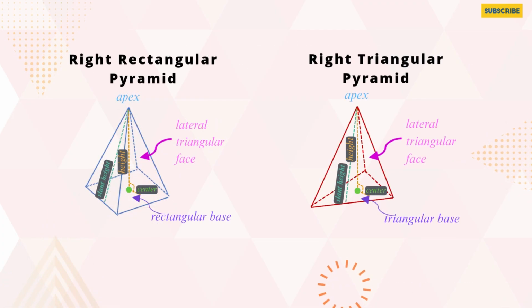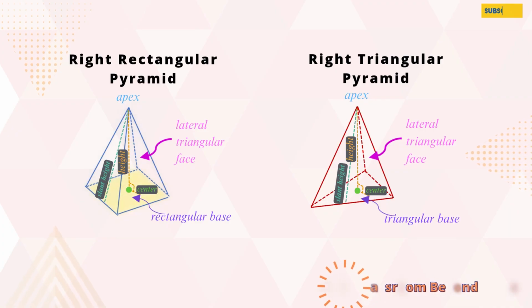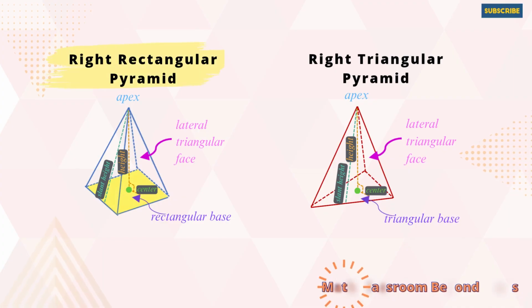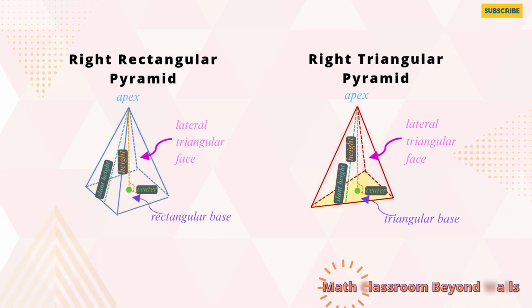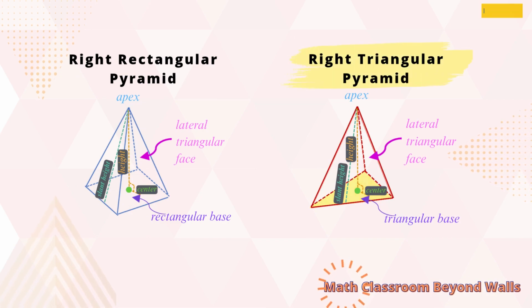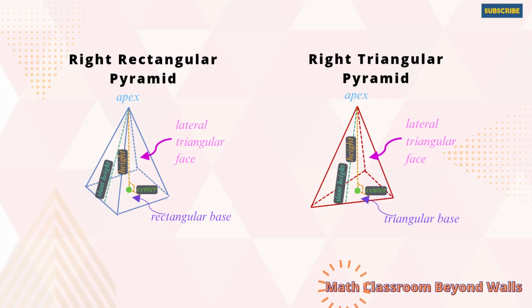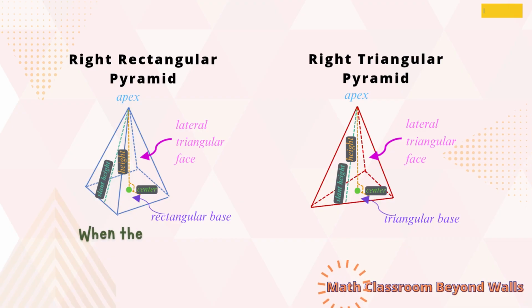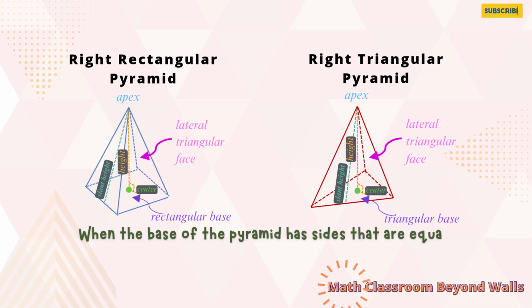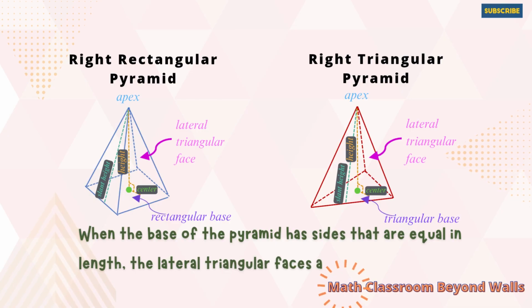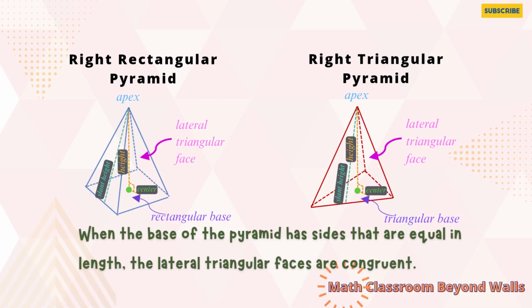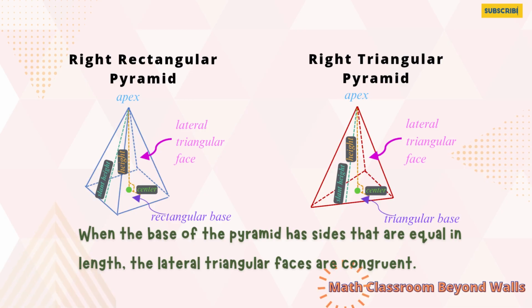You must have noticed that pyramids are named after their bases. If the base is a rectangle, the pyramid is a rectangular pyramid. If the base is a triangle, then it is a triangular pyramid. If the base is a square, the pyramid is a square pyramid, and so on. There is another thing that you need to remember, learners. When the base has sides that are equal in length, like a square, equilateral triangle, etc., the lateral triangular faces are congruent.